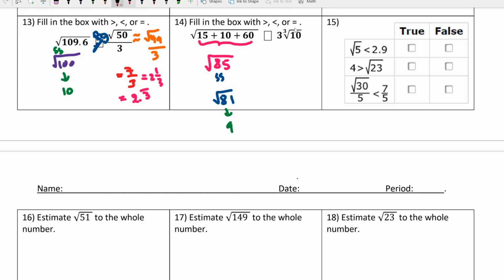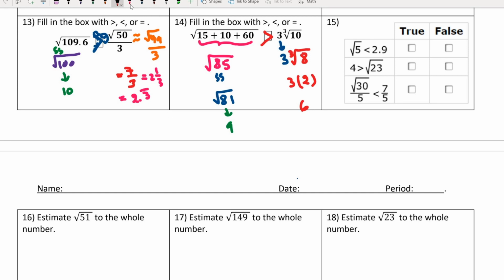Next one, 3 times the cube root of 10. The nearest perfect cube number to 10 is the cube root of 8. Then we bring down the 3. The cube root of 8 gives you 2, so 3 times 2 gives you 6. So obviously 9 is bigger than 6.